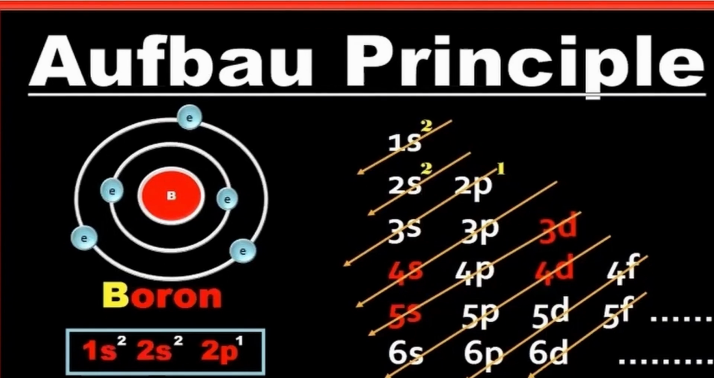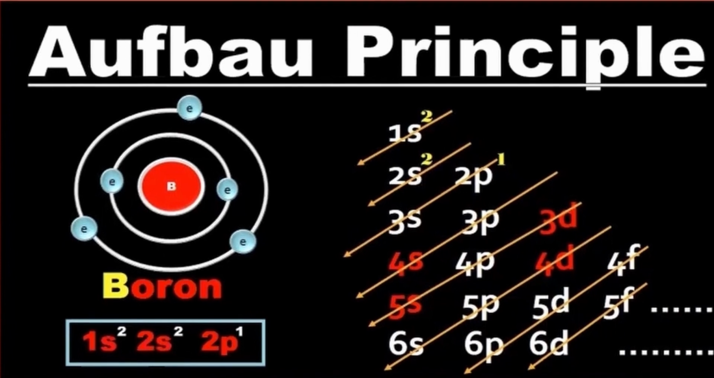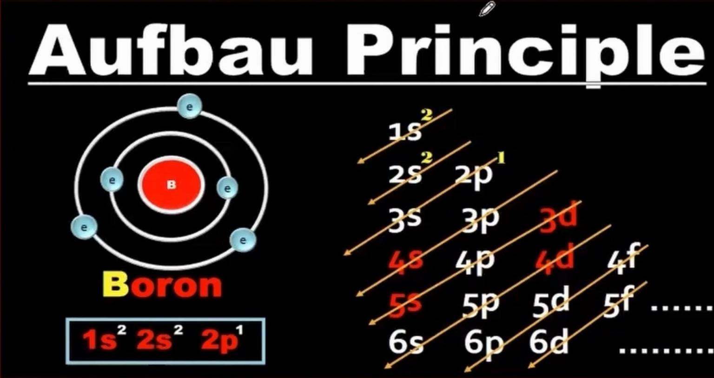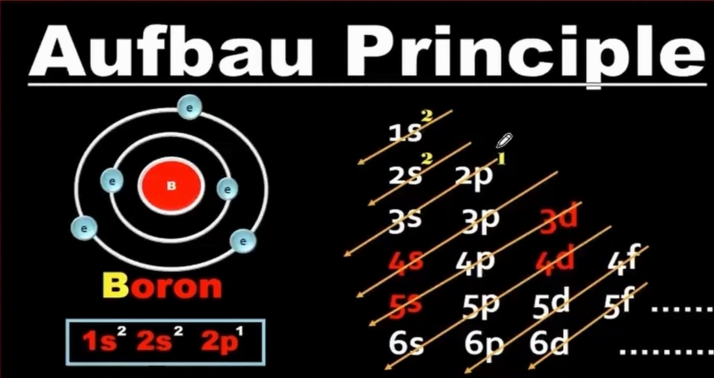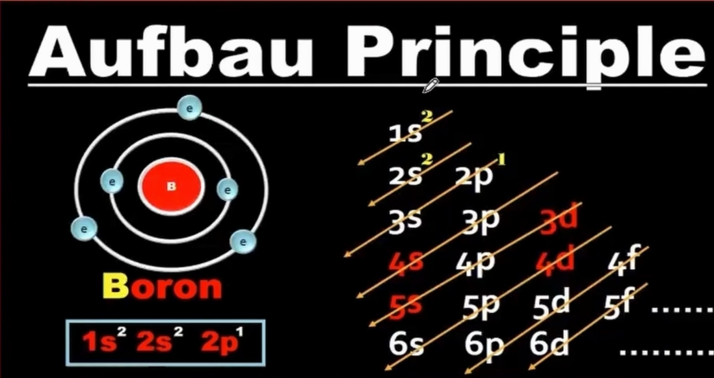Aufbau comes from the German word for 'to build'. The process of deciding which orbital holds an electron in an atom requires that we fill orbitals starting with the lowest energy level and proceeding to the highest energy level. So you can write it like this, with the different energy levels 1, 2, 3, 4, and you start with the first subshell, the s subshell, for each.